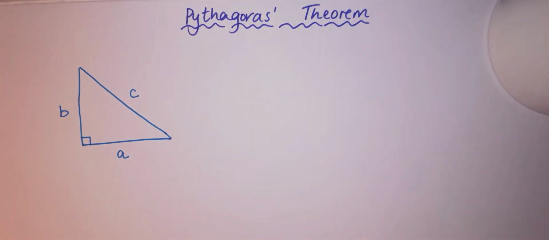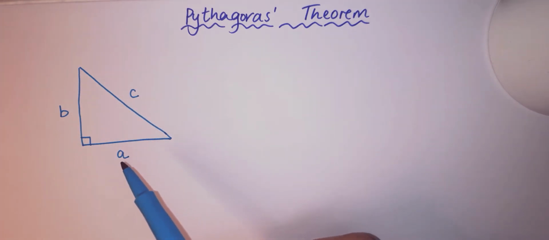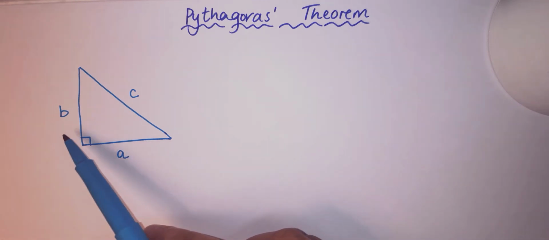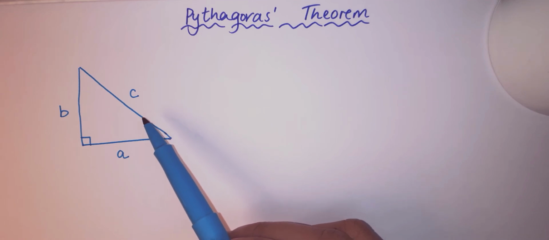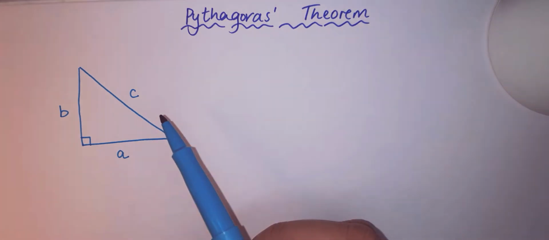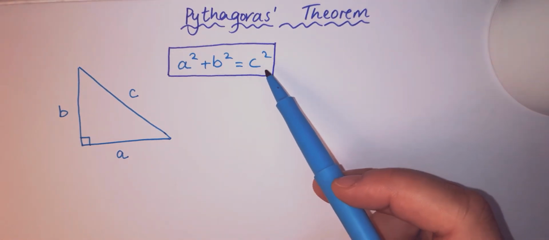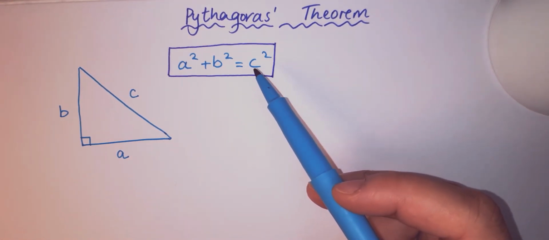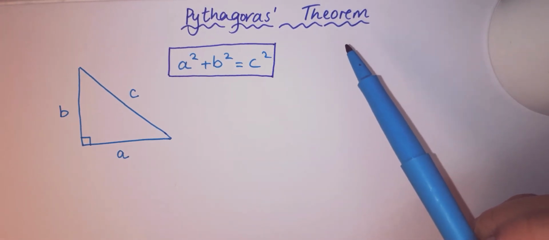Now, most of the time, they will give you a length and they will also give you a length to find. So the question could have given you A and B, and they could tell you to find C. Now, there is an equation for that, and that equation is A squared plus B squared equals C squared. That is the equation that we use, and that is Pythagoras' theorem.